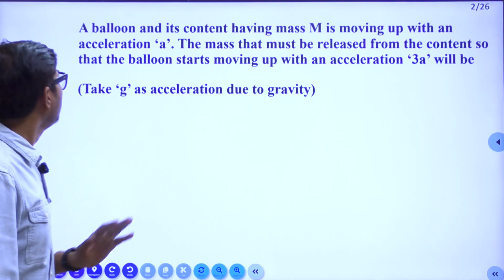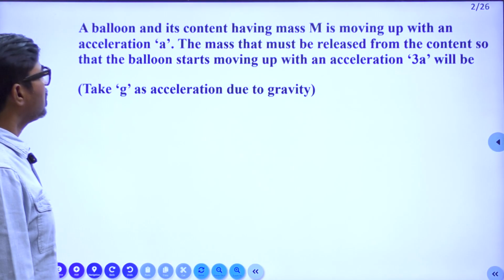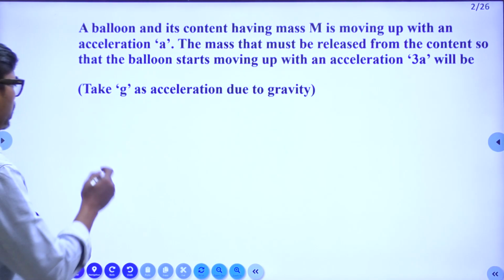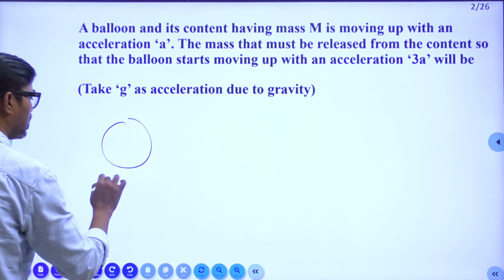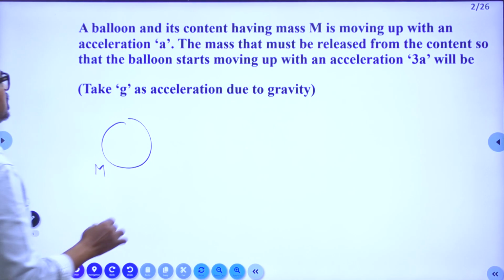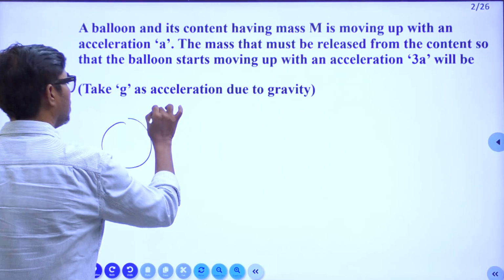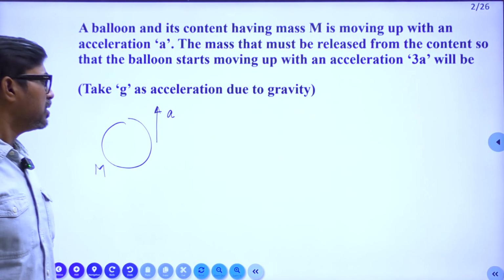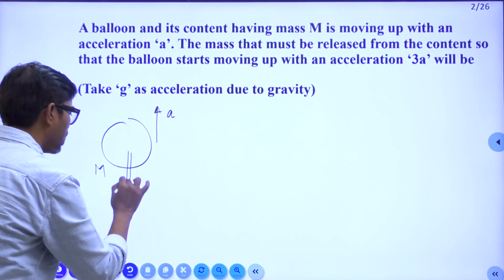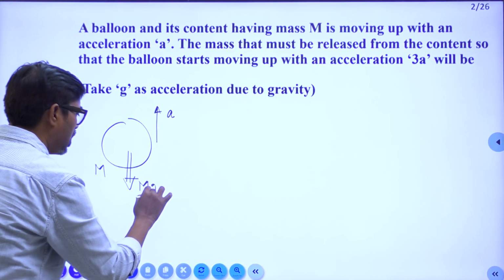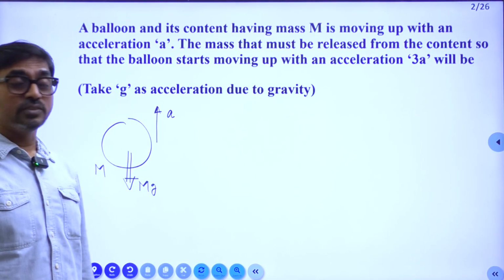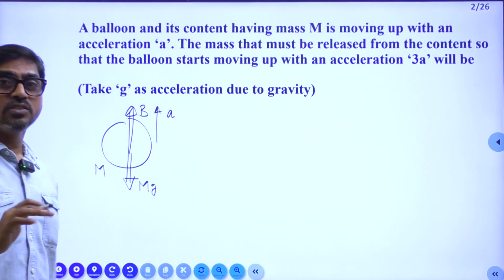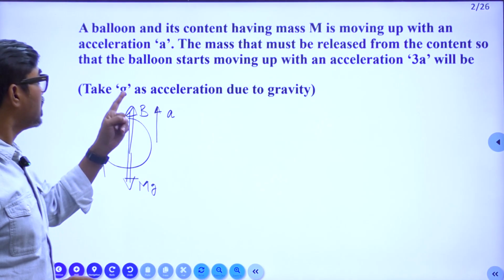Okay, let's go on. First question: a balloon and its content having a mass capital M is moving up with an acceleration A. So we have a balloon with mass capital M and an upward acceleration A. How is it going to have upward acceleration, even though gravitational force is acting on it? It is going up because of the force of buoyancy, right? Force of buoyancy will be upwards, and obviously it is more than gravitational force, that's why it is having an acceleration upwards.